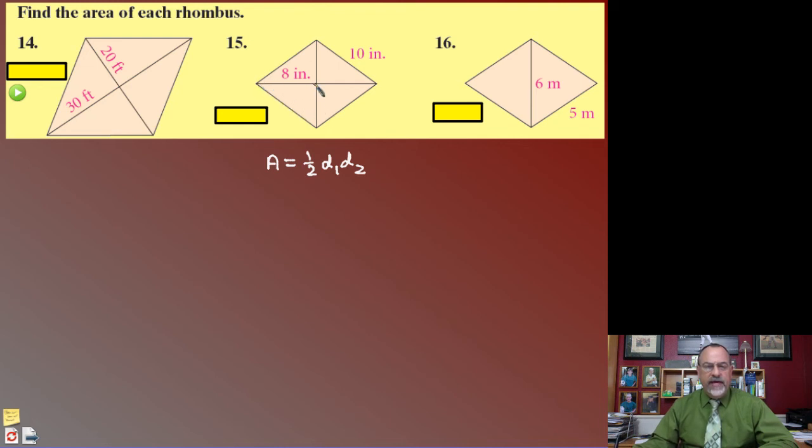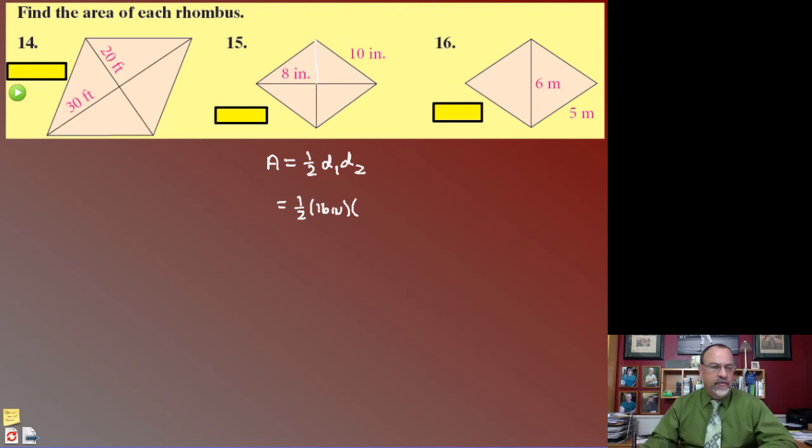This length here is 8. I need the entire length, and I know that the diagonals bisect each other, so this other side is 8. So 8 and 8 is 16, so one of my diagonals is 16. So that's 1/2, and then one of my diagonals is 16 inches. The second diagonal needs to go from here to here.